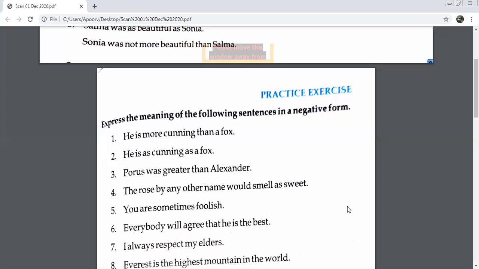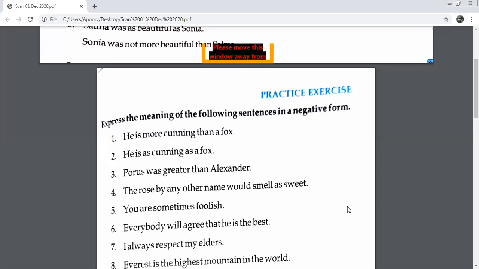मतलब rose का कुछ भी नाम रख दो, it will not make any difference. It will smell as sweet only. This is the meaning of the sentence. Whatever name is given to the rose, it will smell as sweet. Where is the negative? No, this is wrong. We have to change it to negative.